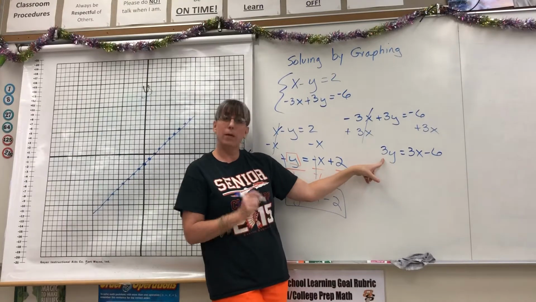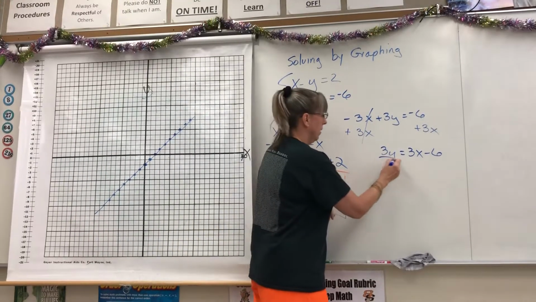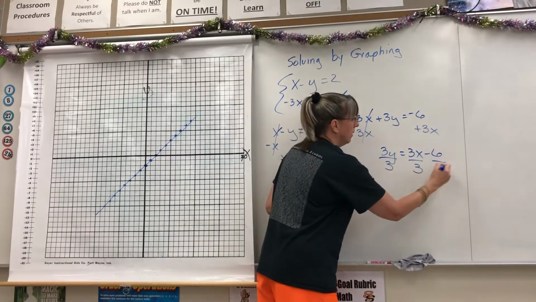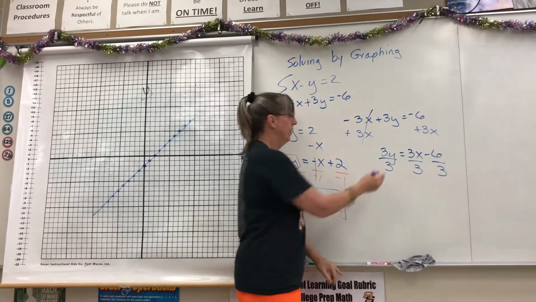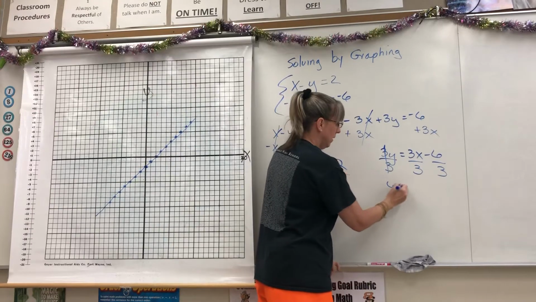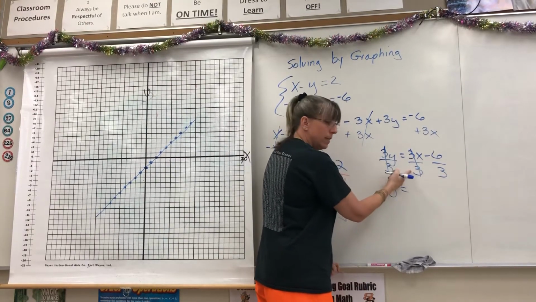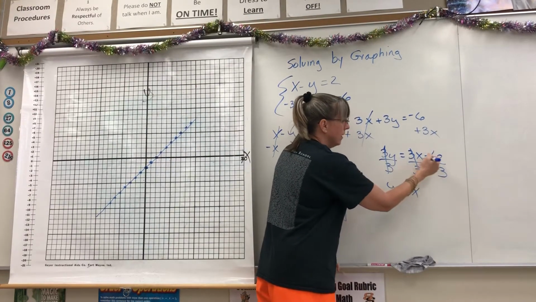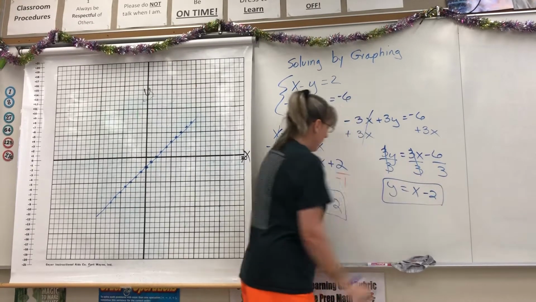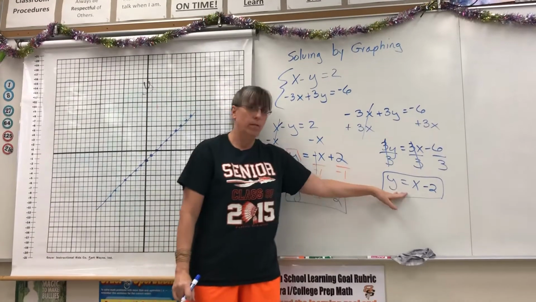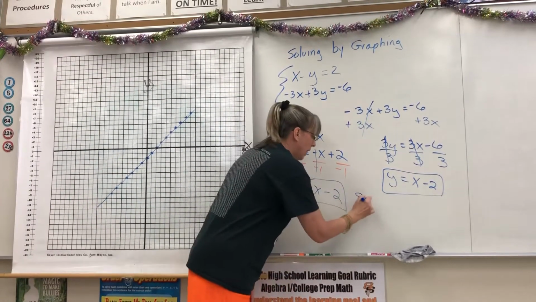Okay, always divide by the number in front of y. Here, here, and here. Always remember to divide all three. The 3's cancel, and I get y equals. These 3's cancel. X, negative 6 divided by 3 is negative 2. And what do you notice? They're the exact same line.